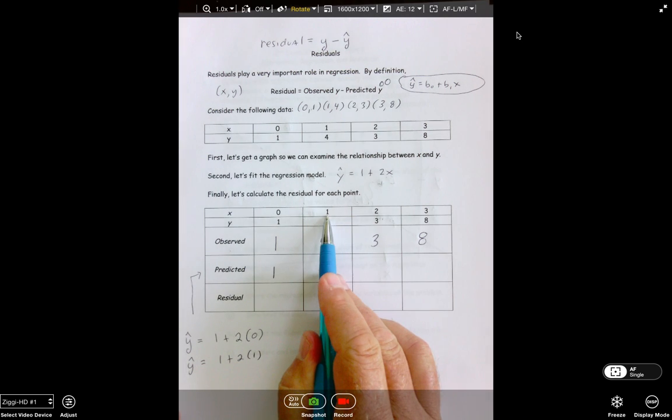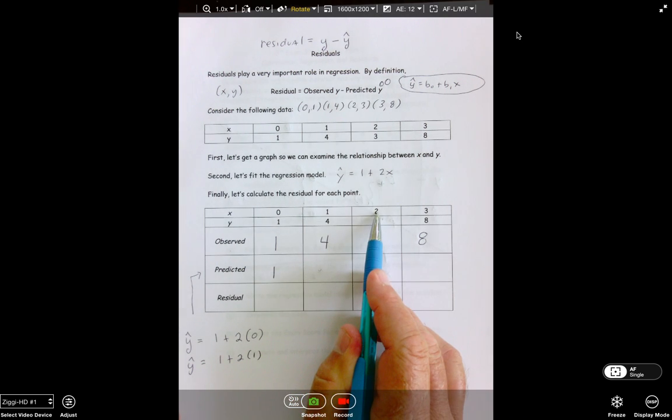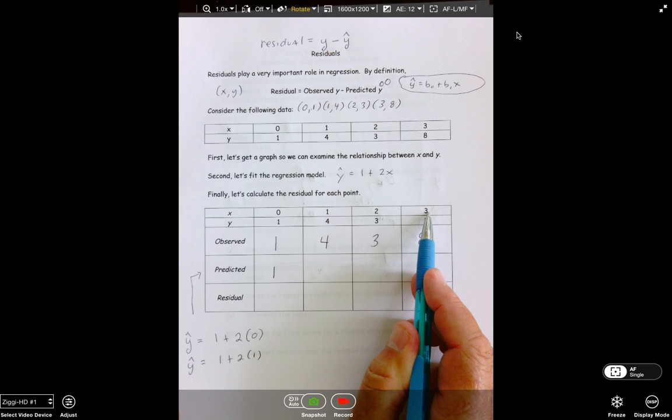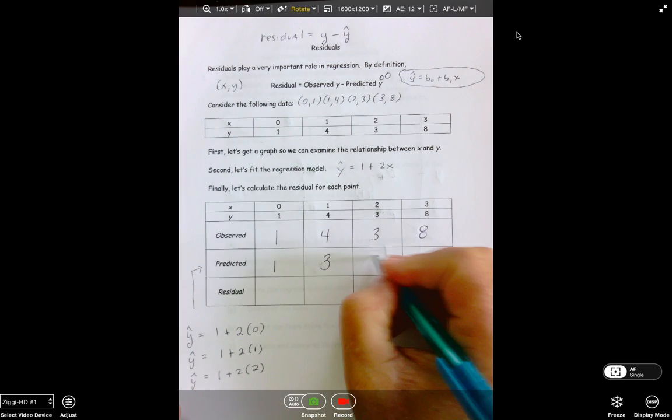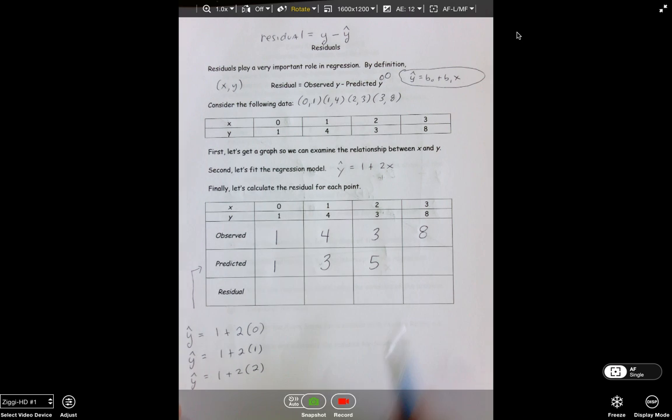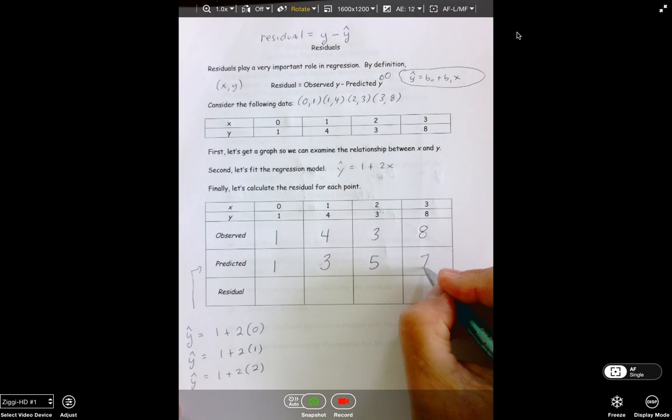Now we're going to do it when X is equal to 1. Next we'll do it when X is equal to 2. And then we'll do it again for X is equal to 3. All right? So in this case we have 2 plus 1 is 3. Our next predicted value would be 1 plus 2 times 2, so we get 4 plus 1 is 5. And then we put 3 in our model, and we see that we get 6 plus 1 is 7.